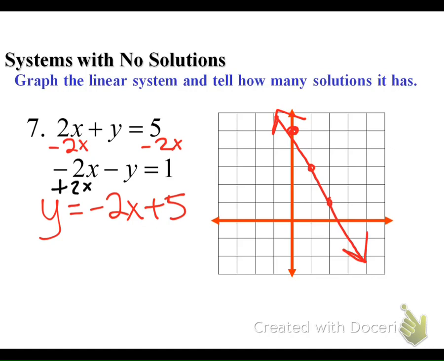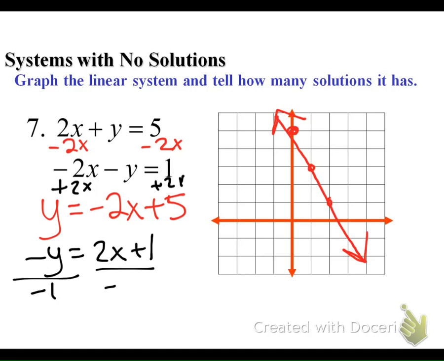I'm going to add 2x to both sides. That's negative y equals 2x plus 1. You got to change all your signs here. So now I'm going to start at the negative 1, down 2, right 1. Could also go up 2, left 1.